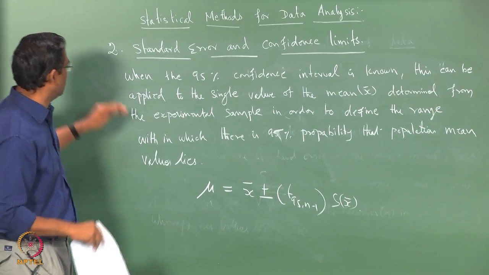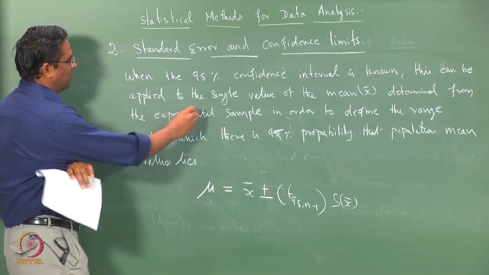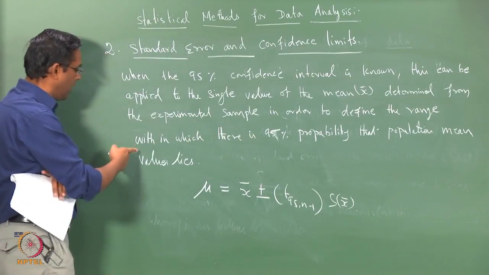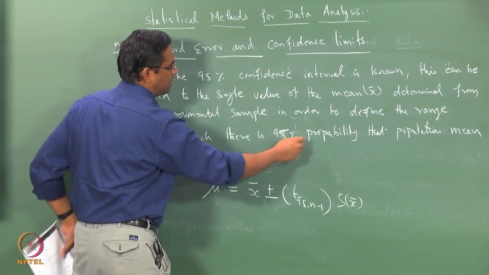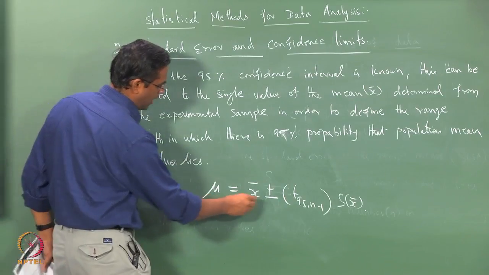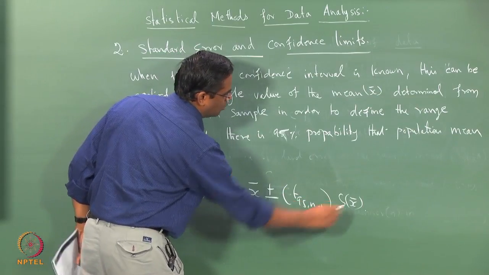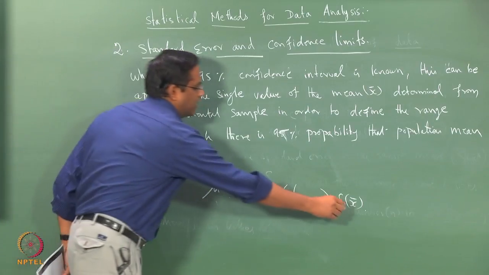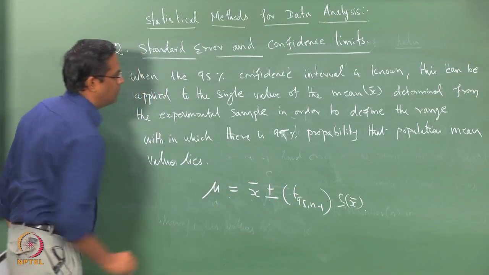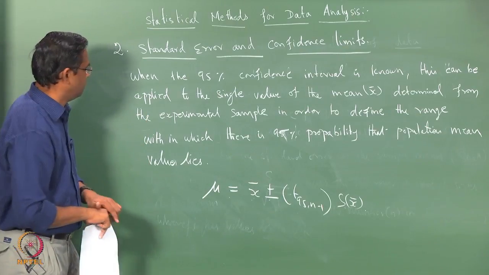So, what I have written is, when the 95% confidence interval is known, this can be applied to the single value of the mean x bar determined from the experimental sample, in order to define the range within which there is a 95% probability that the population mean lies, which can be written like mu is equal to x bar plus or minus T95 n minus 1 into S x bar. This is the standard error, this is the multiplying constant, and this is the population mean. So, this is how we have to look at the confidence limit.